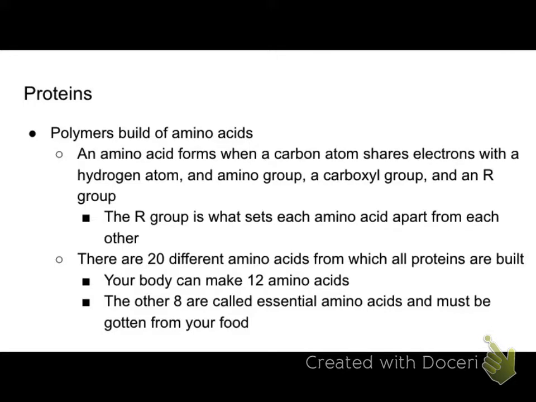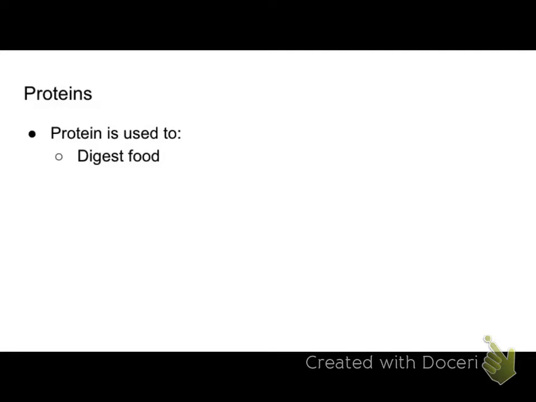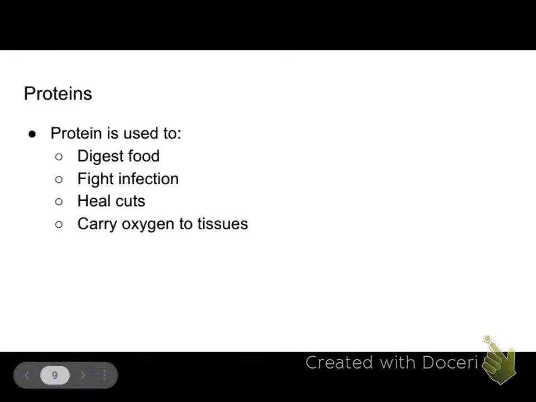Largely, we get our protein from meat or animal products, okay? Protein is used to help you digest your food, to help your body fight off infections, to help your body heal cuts, and even to help carry oxygen from your lungs to the rest of the tissues in your body. Okay, there's lots of structures in your body that are built out of proteins, that if your body doesn't get protein, then it doesn't build them.